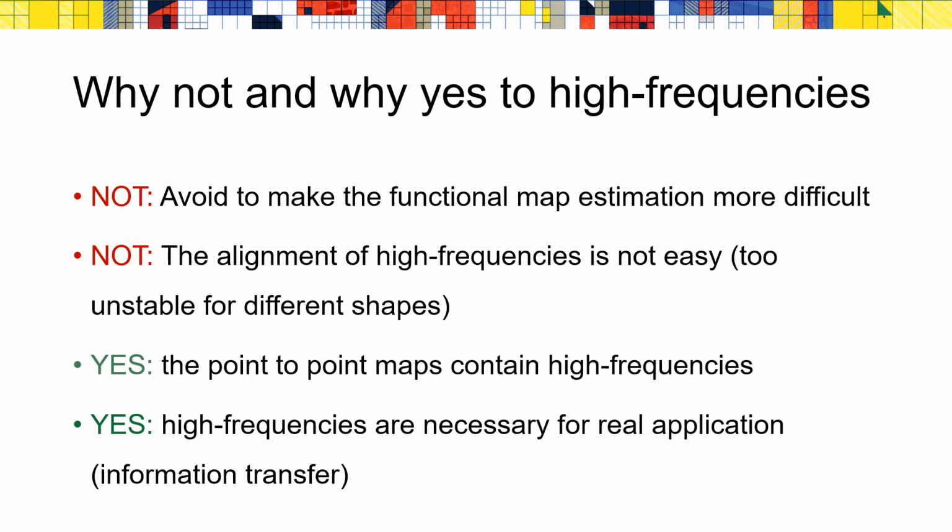Why would we involve high frequencies in the functional map representation of shape correspondence? The main reasons are two. So the first is that point-to-point maps contain high frequencies. And the second one is that high frequencies are required for real applications, like information transfer between two shapes.